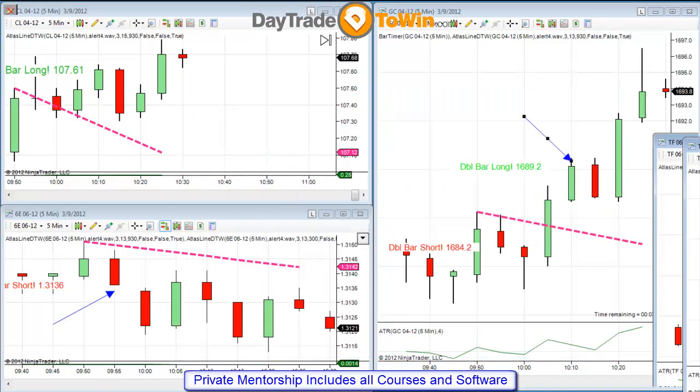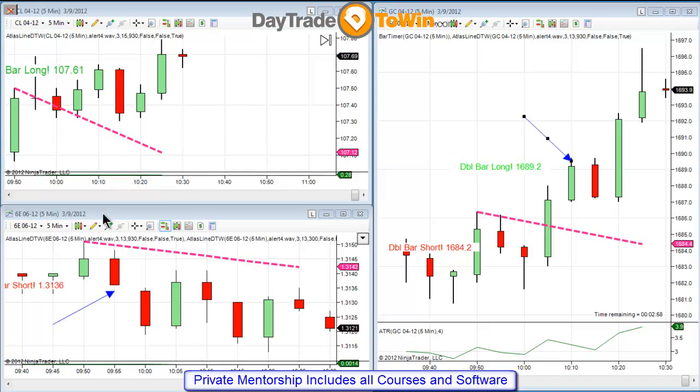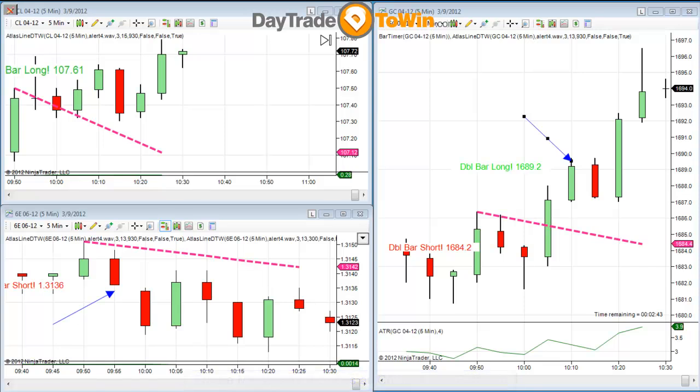So I want to be dynamic. I don't want to look only at the E-mini. If the E-mini is too slow, and it's been very slow, then I want to look at something else. So I always want to be versatile. And since the Atlas line is not connected to any parameter, you're able to trade multiple markets with it at the same time.